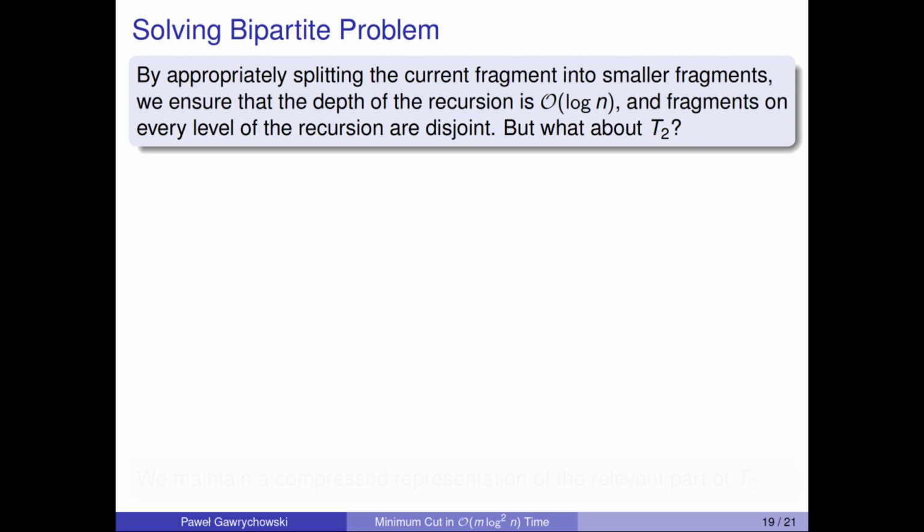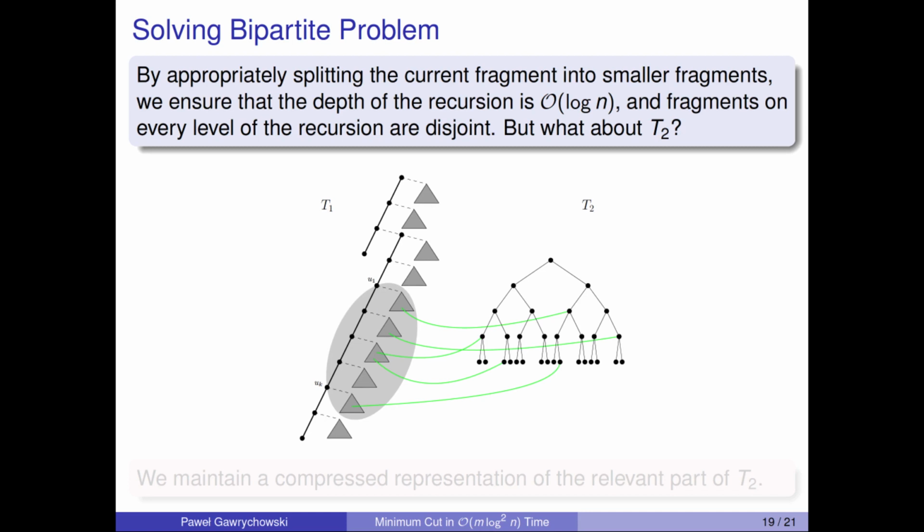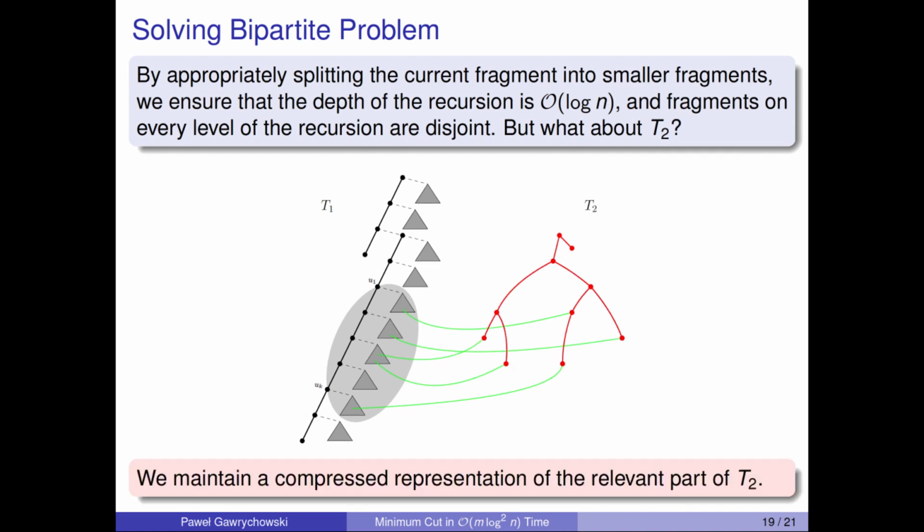We take the current fragment and we split it into smaller fragments. We do it in such a way that the depth of the recursion is log n, and the fragments of the recursion are always disjoint, so we can afford to go over all edges in the current fragment. Okay, so the fragments get smaller and smaller, but what about T2? We cannot afford to operate on the whole T2 in every step. Fortunately, we can play the same trick. This is the current fragment. This is T2. If you consider all cross edges connecting the current fragment with T2, then again, you can think about the induced subtree of T2 and keep only the cheapest edge on each long path. So this allows us to define a compressed representation of the relevant part of T2, and its size is bounded by the number of cross edges with the left endpoint in the current fragment. So we will keep shrinking the fragments, and this will make those compressed representations get smaller and smaller.